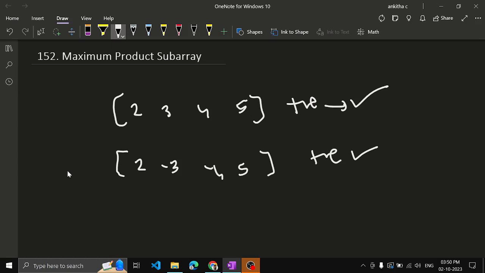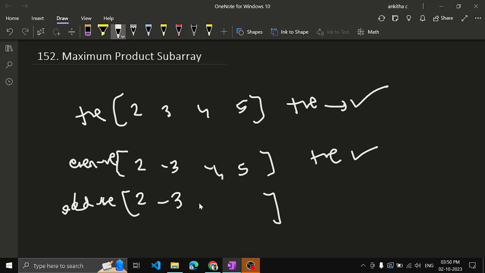But what if we have an odd negative? Odd negative is nothing but an odd number of negative integers in the array. So let's say 2, -3, 4 and 5. If we have an odd number of negative integers, then, since we have only one -3, if you multiply with all the positive numbers, the resultant will be negative in this case. So here the maximum product will not be that. What we will do is split the array at the -3: either 2 here, and 4, 5 is 20. So which is the maximum product we are getting from a subarray? 20. So return 20.